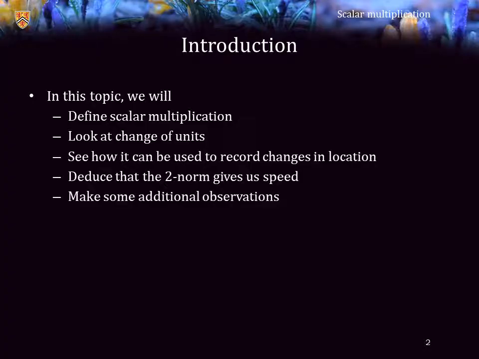So, in this topic we will describe and define scalar multiplication of two-dimensional vectors. We will see how this can be used for change of units. We will also see how this can be used to record changes in locations over time. From this, we will deduce that the 2 norm gives us the speed of the object, and we will make some additional observations.